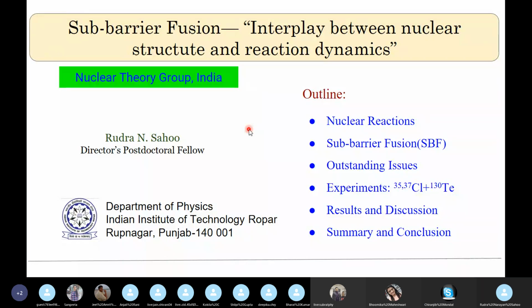and he has done calculations and measurements in subbarrier fusion. And today's topic is also on the topic as published recently: subbarrier fusion, interplay between nuclear structure and reaction dynamics. So before I hand the mic to Rudra, I request everyone to be in the mute mode. If you have any question, you can hold your question till the end, and you can ask.